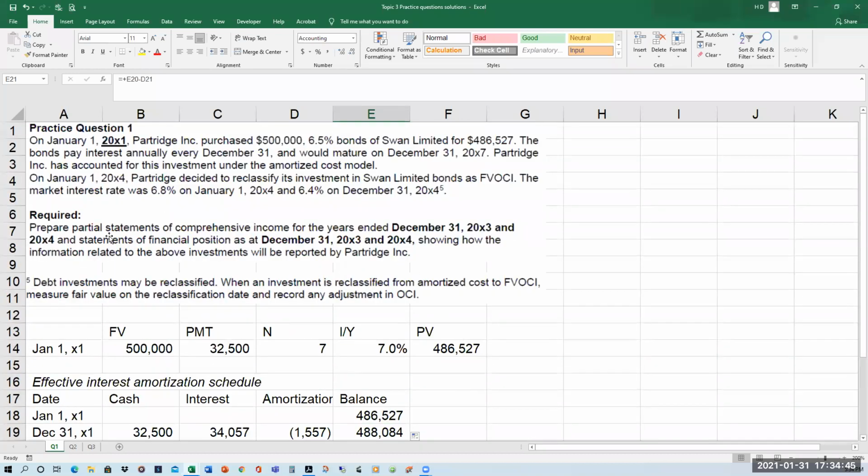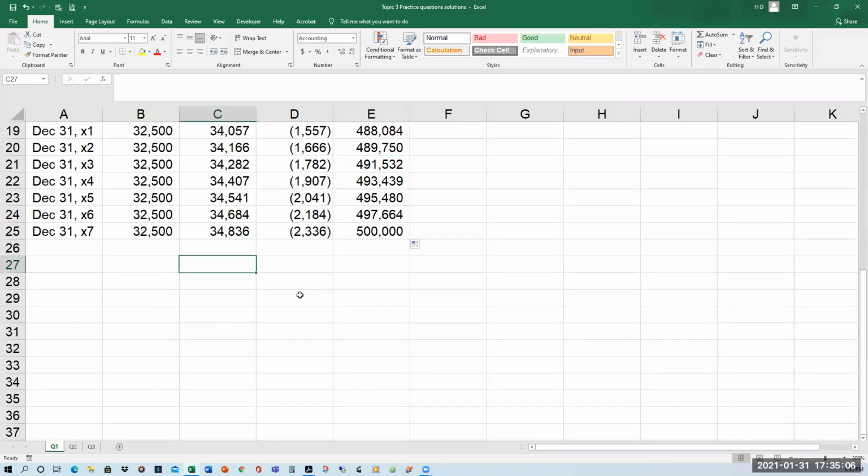Before we do that, let's look at what the requirement was. The question asked for preparation of partial statements of comprehensive income for the years December 31st, year 3 and 4, and statements of financial position, year 3 and 4, showing how the information for the above investments will be reported. So here goes. Let's prepare the partial income statement, Partridge Inc.